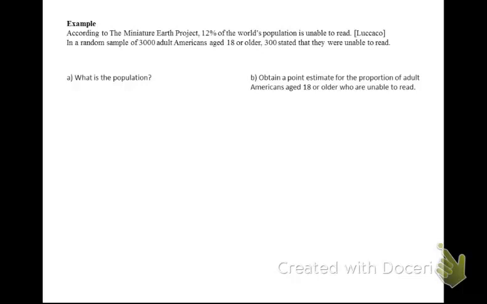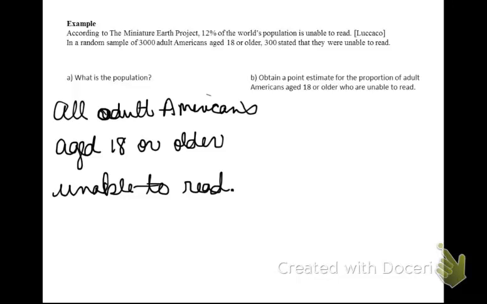Here's a second example. According to the Miniature Earth Project, 12% of the world's population is unable to read. In a random sample of 3,000 adult Americans aged 18 or older, 300 said they were unable to read. What is the population? We can use the problem statement to help us figure this out.